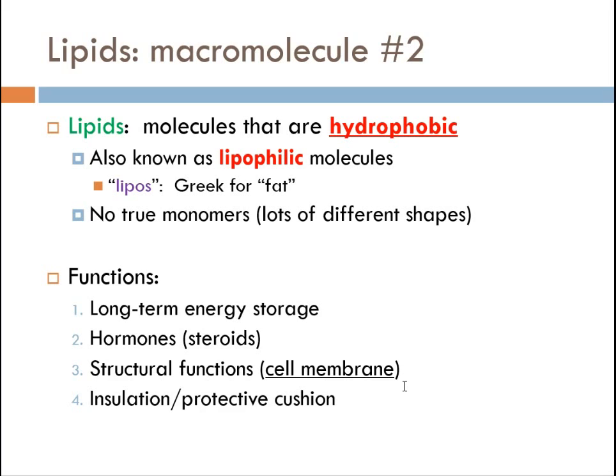Lipids also give us structural functionality to the cell. It kind of gives us this wall around the cell, so some things can come in and some things can come out, and it gives us that wall. We'll talk about that soon. And of course, insulation, protective cushioning.